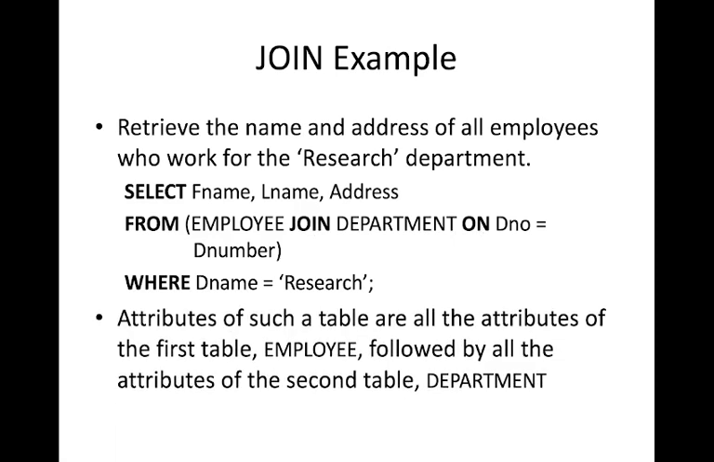The attributes of such a table are all the attributes of the first table, employee. So when we join, the attributes of the first table will be listed, followed by all the attributes of the second table, department. We have already learned about this join operation when we learned relational algebra. The same thing is applicable here also. Employee attributes will be listed first, and after that the second table, department attributes. This is the join we get, and from that we select only first name, last name and address where dname equal to research.